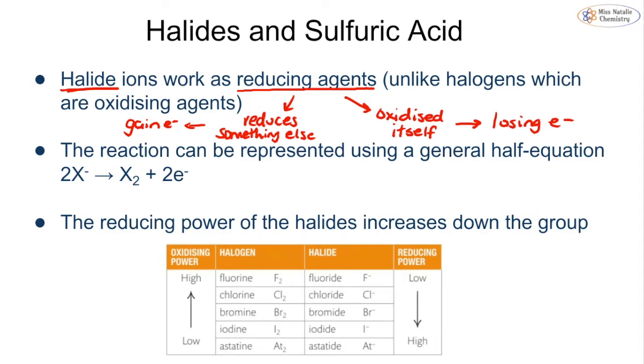And the general equation that we can write here is where X is our halogen, and we have two halide ions forming the diatomic halogen molecule plus 2 electrons. So we're getting this oxidation reaction happening. And the reducing power of the halides is going to increase as we go down the group. So as we go from fluoride to chloride to bromide to iodide, we are going to see the reducing power increasing, meaning we're going to see different products being formed depending on how strongly the halide is working as a reducing agent.